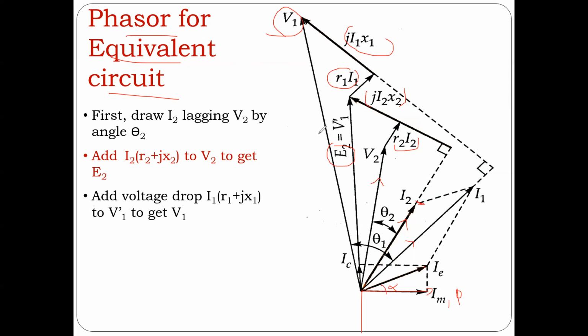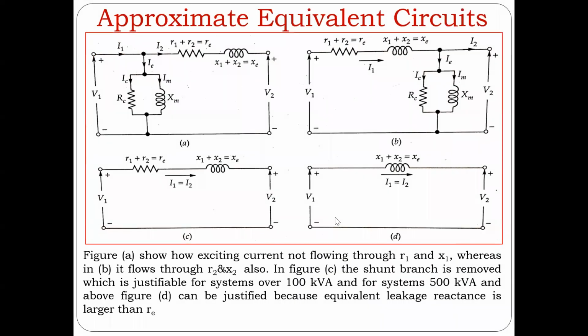Or you could do it upside down to look like a phasor for an equivalent circuit where you have transferred all the primary quantities to the secondary side. See, I was talking about those approximate equivalent circuits.